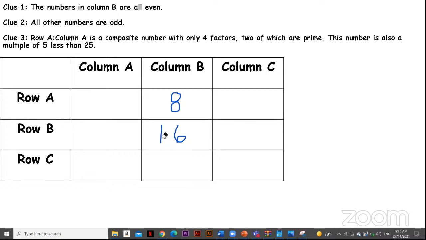All right, so I see persons now posting 18. I'm just going to assume that we're answering this number now. So we have 18 in row B, column B. Does it match the criteria in clue 1 that says all the numbers in column B are even? Is it that 18 matches that criteria? And if so, what number will be at row C, column B?